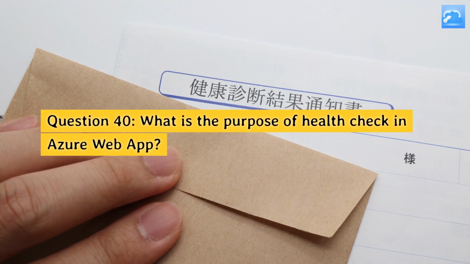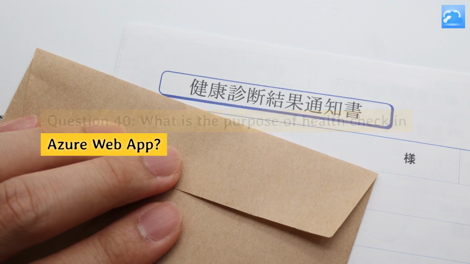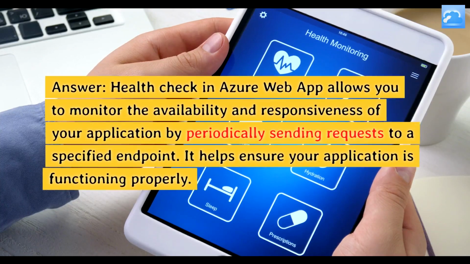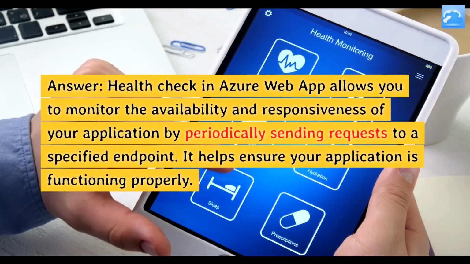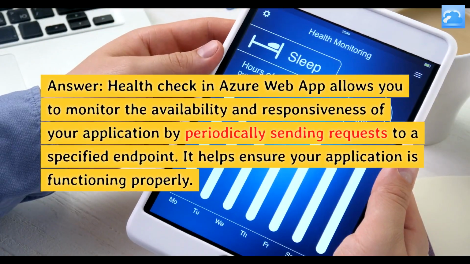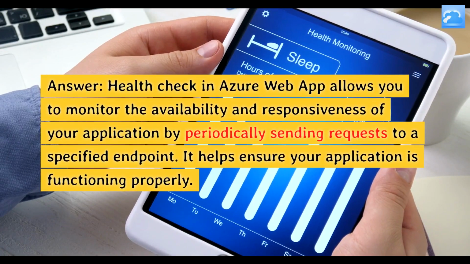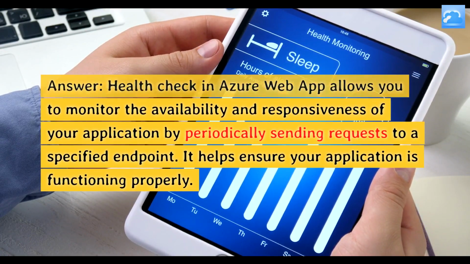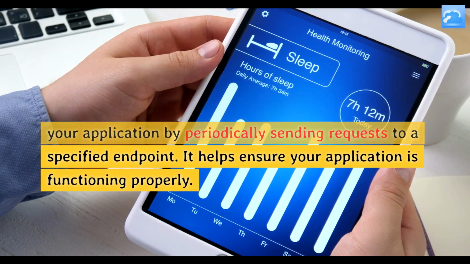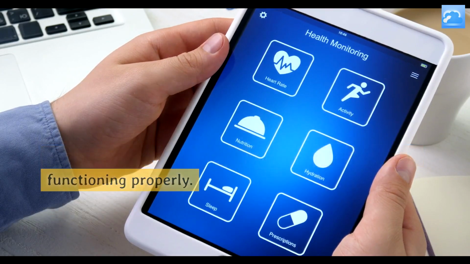Question 40. What is the purpose of health check in Azure Web App? Answer. Health check in Azure Web App allows you to monitor the availability and responsiveness of your application by periodically sending requests to a specified endpoint. It helps ensure your application is functioning properly.